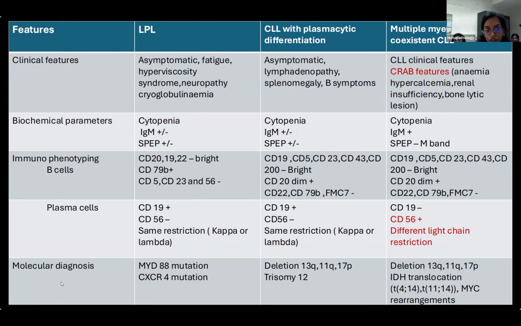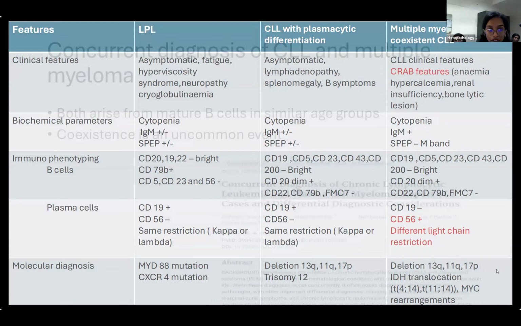Then coming to the molecular diagnosis, lymphoplasmacytic lymphoma will have MYD88 mutation, CXCR4 mutation, and CLL with plasmacytic differentiation will have deletion of 13q, 11q, 17p, trisomy 12. And in multiple myeloma coexistent with CLL, we have CLL molecular diagnosis along with multiple myeloma molecular features such as IGH translocation, MYC rearrangements. With these molecular features also, we can differentiate from each other.